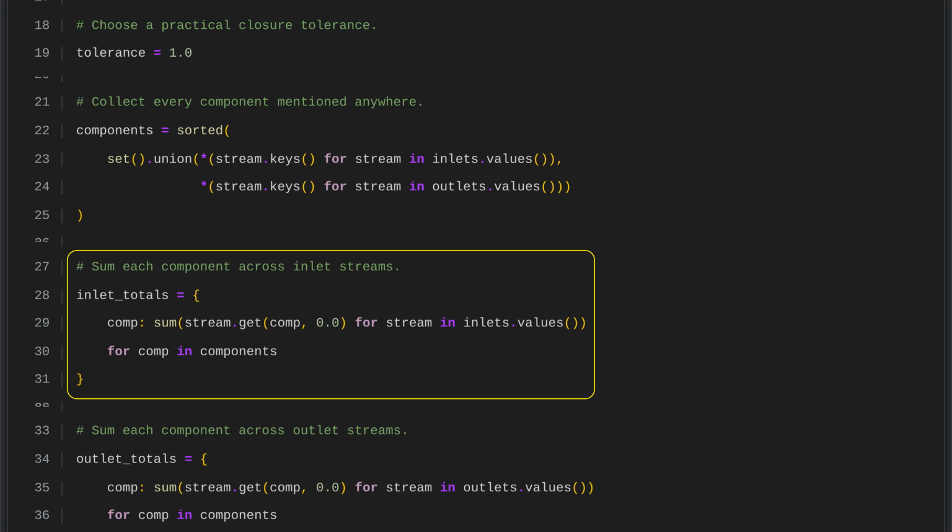First, calculate the total mass flow of each component across all inlet streams. For each component, add its flow rates from every inlet, treating missing components as zero. These totals show how much of each component enters the system and provide the basis for a later balance check.